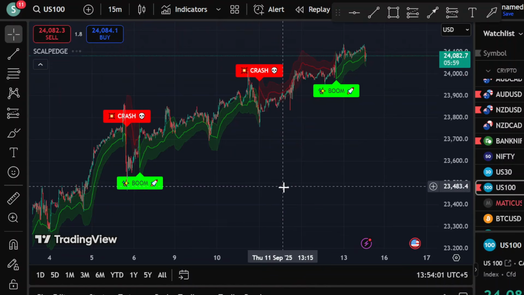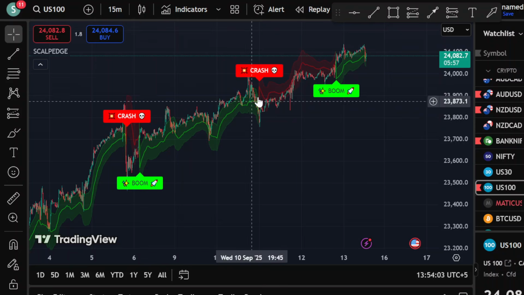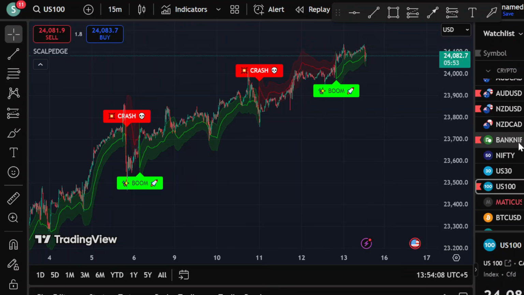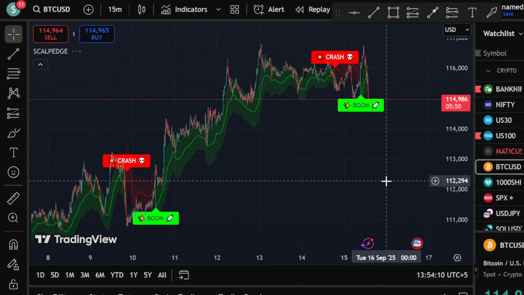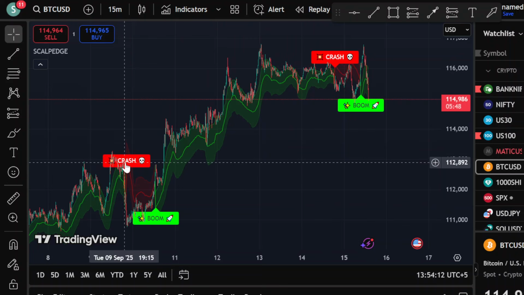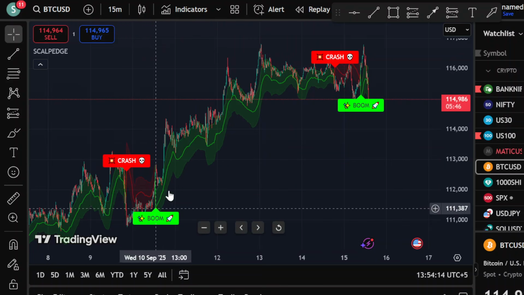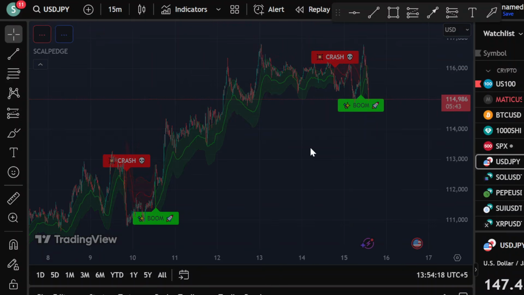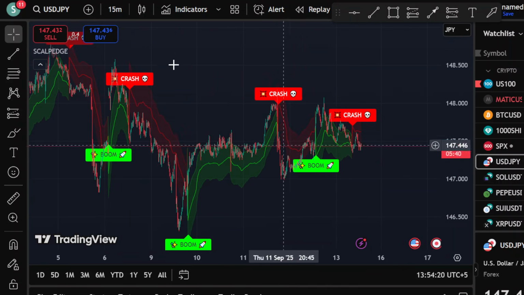Let's have a look at US 100. Crash does not work, boom takes you next. Crash does not work again, the boom is taking you. So the next signal is very important, so always use the stop loss. The crash has not worked on Bitcoin, but just look at the boom on Bitcoin. That's why this indicator is very, very powerful if you combine it with liquidity knowledge.